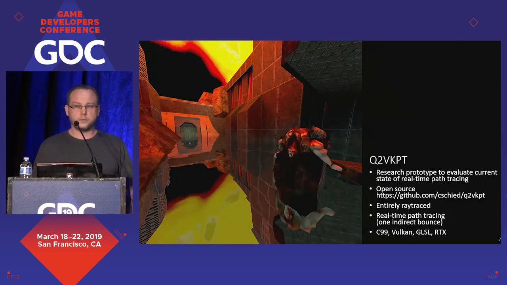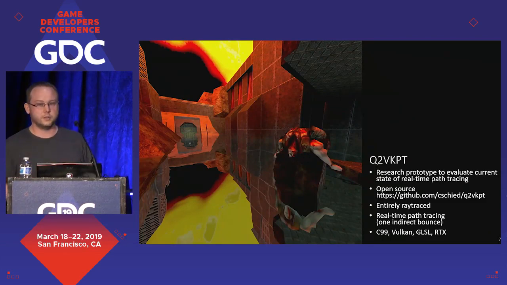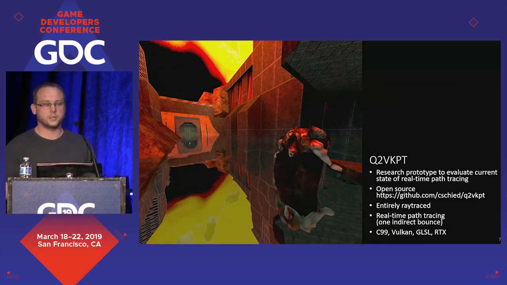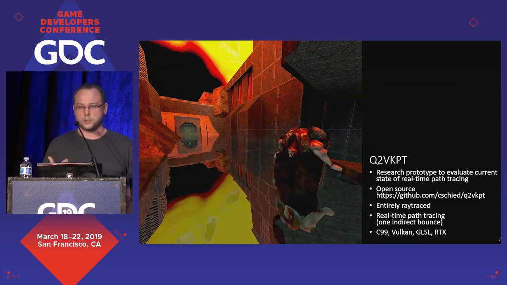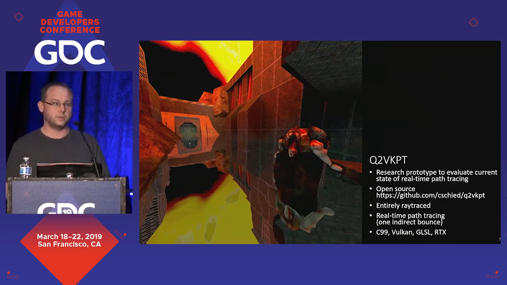I started Q2 VKPT as a research project. I've done research on denoising or reconstruction filters, and I wanted to figure out what the current state of the art is if we want to do path tracing in real time. Can these denoising filters really deal with fully dynamic content, going further than just a standard research prototype? And this is completely open source.